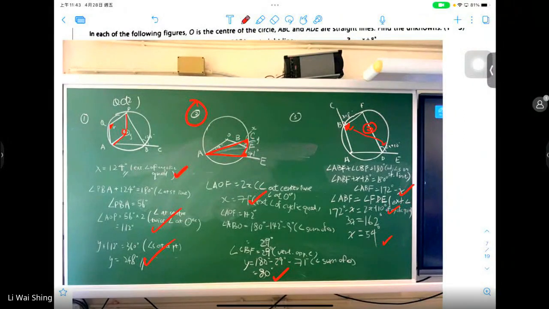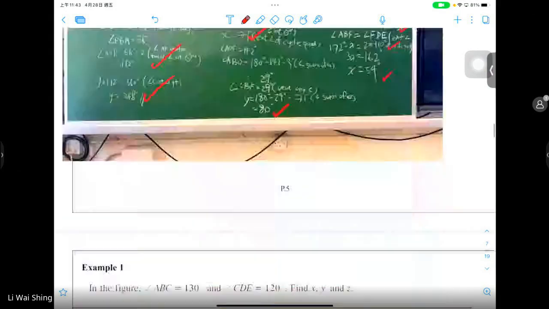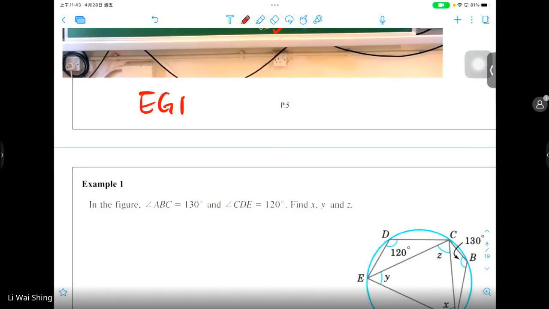All right? So tonight, I want you to practice more on this part. Could you please help me to finish the first 5 examples of this note? Example 1 to 5. Okay? 溫晒書先做，溫晒書先做。So, this is the end of today's lesson.